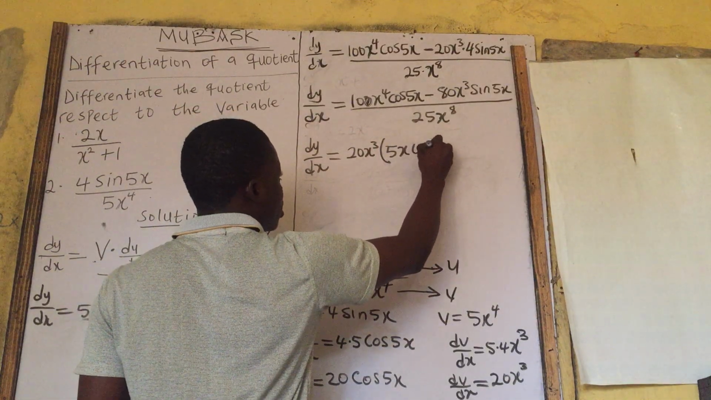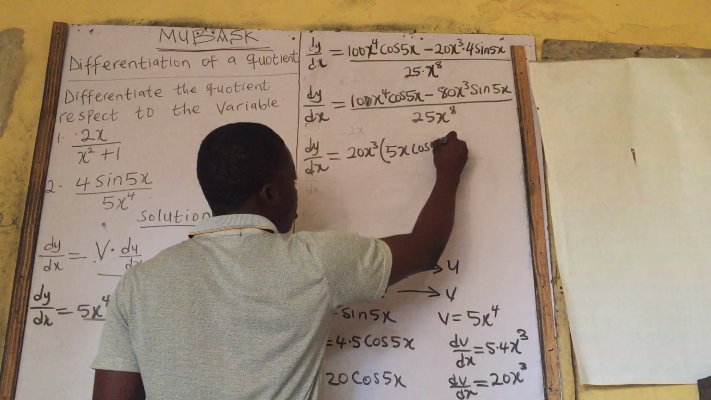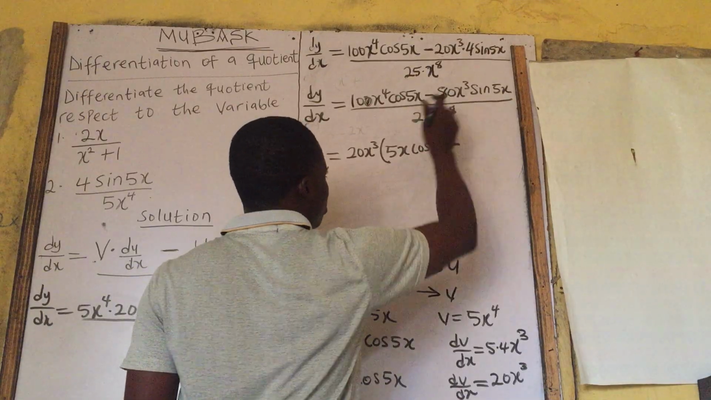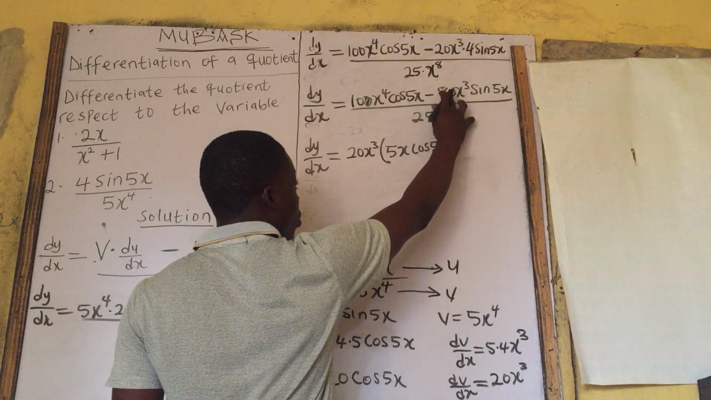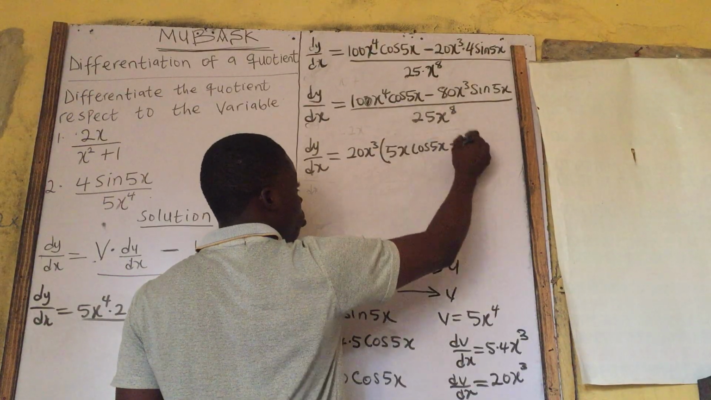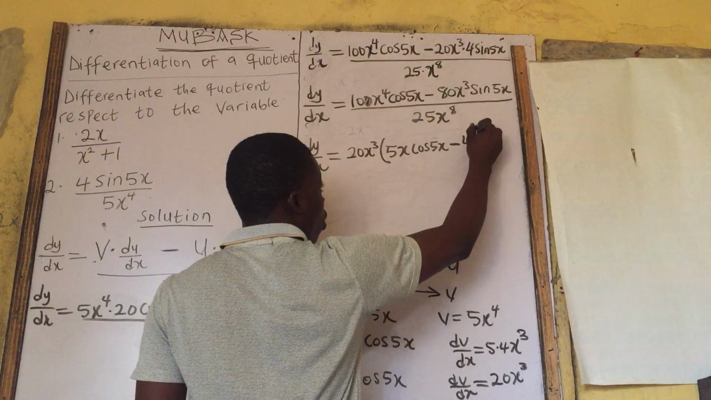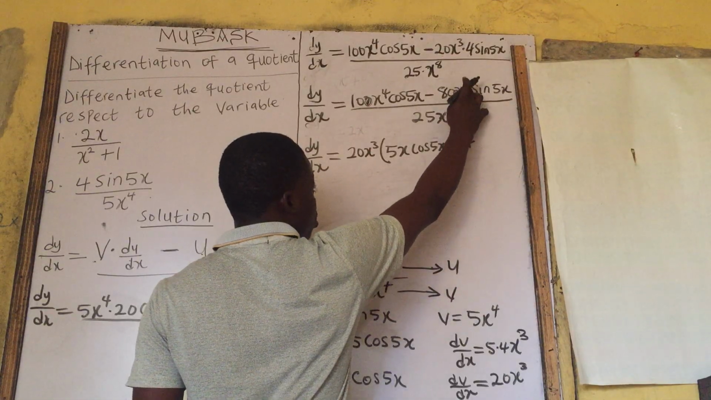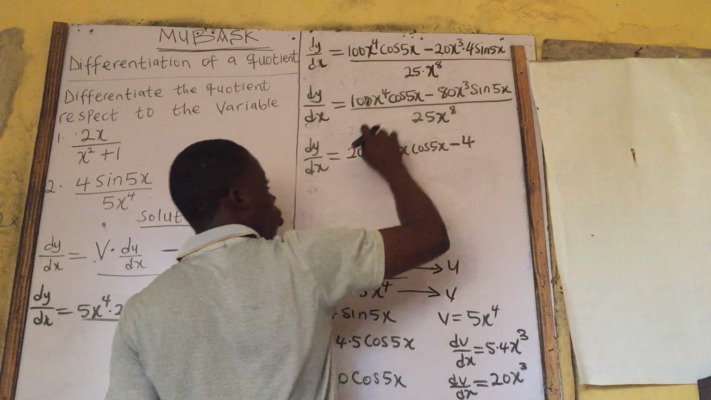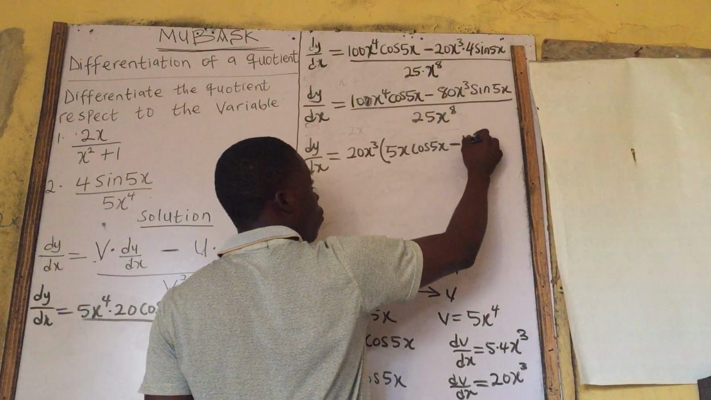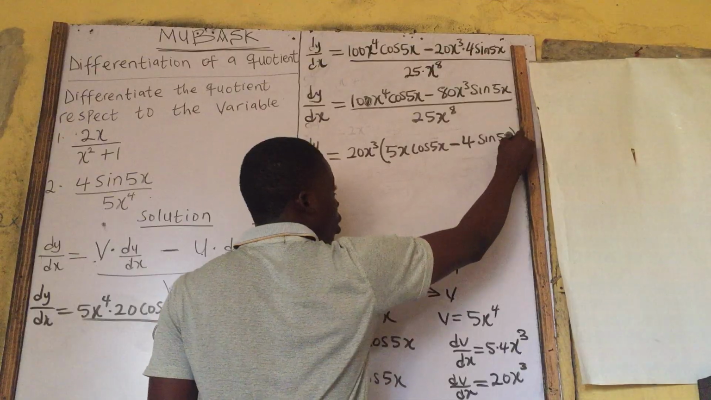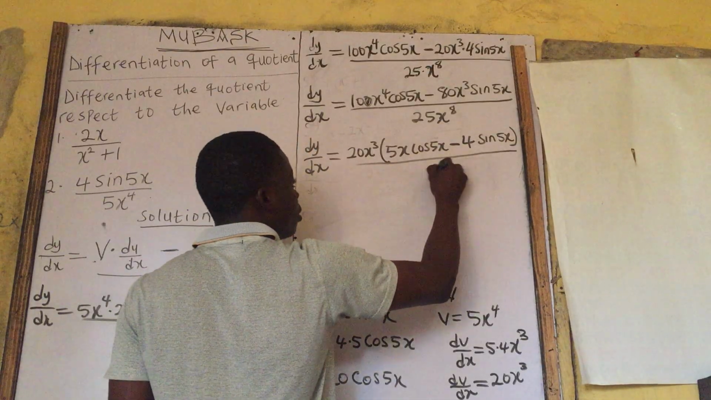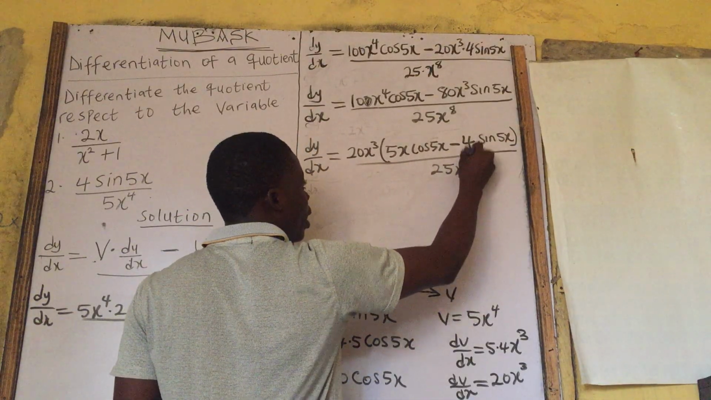5x cos 5x minus 20x cubed from this place. If we remove 20 from 40, 20 from 80, what will remain? 4. x cubed goes with x cubed, so 4 alone remains. 4 sine 5x, all divided by 25x raised to power 8.